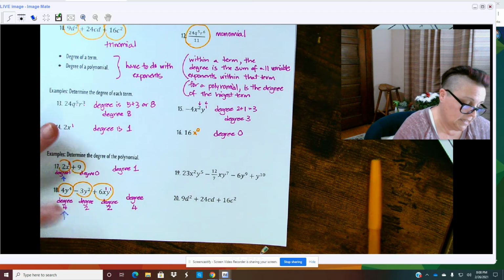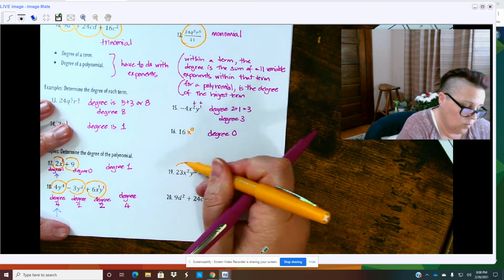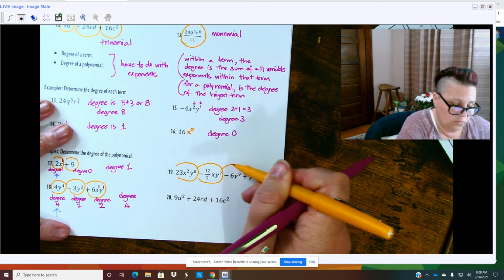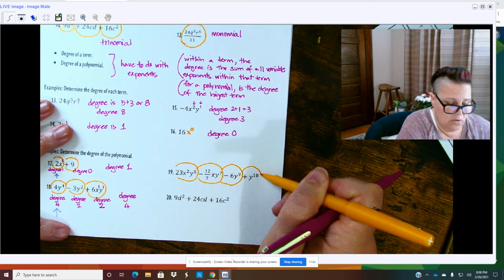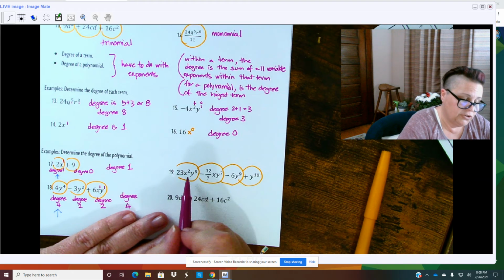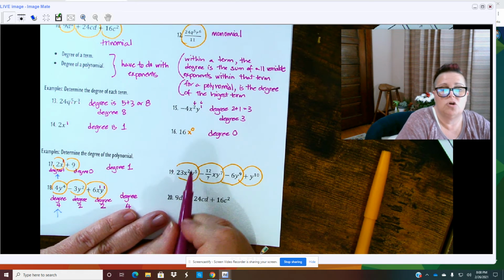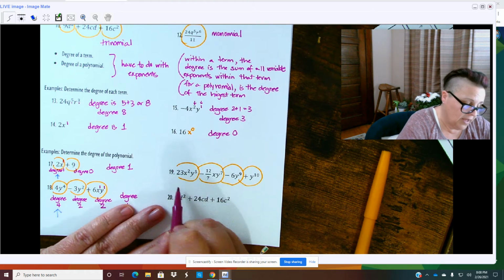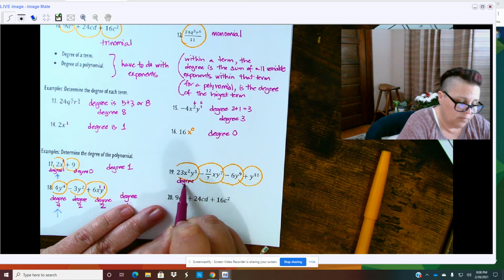Number 19 is a polynomial with 1, 2, 3, 4 terms. The first term has 2 variables in it. One has an exponent of 2. This other has an exponent of 5. To get the degree of this term, I would add those exponents together.